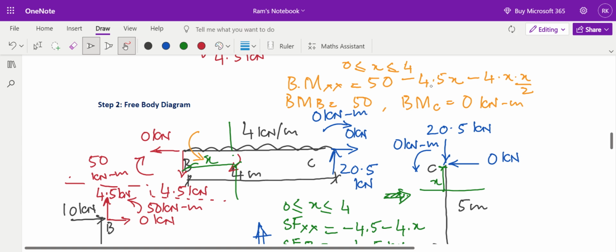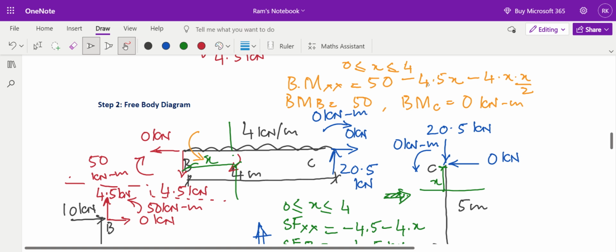4.5 into 4, 4 4s are 16 and 0.5 4s are 2, 18. And 2 into 4 square, that is 16 into 2, 32. 32 plus 18, that is 50. 50 minus 50 is 0 kilonewton. So this is 0 kilonewton meter.